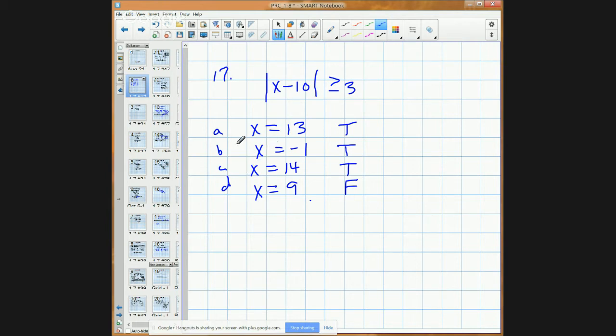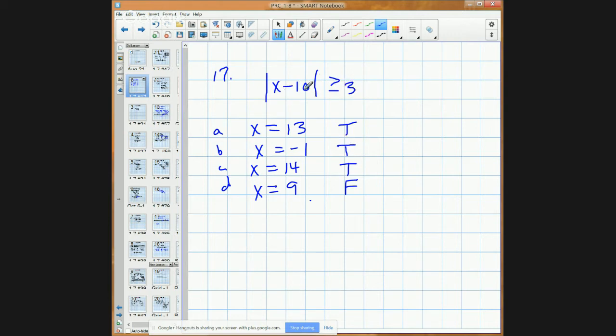So I plugged in 13. 13 minus 10 is 3. Absolute value of 3. Is that greater than or equal to 3? Yeah, true is what my T means. Does negative 1 work? Yep, negative 11. Absolute value of negative 11 is 11. Is 11 greater than or equal to 3? Yep, so that's a true.